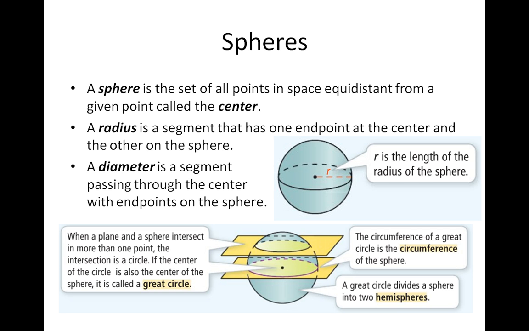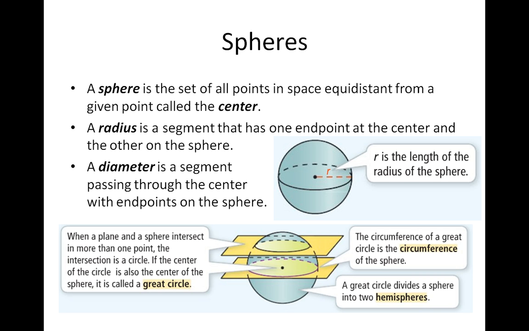Now, a sphere is a set of all points in space equidistant from a given point called the center. You know, a basketball with the center. The radius is a segment that has an endpoint at the center and the other on the sphere, just like in a circle. The diameter is the segment that passes through the center and has endpoints on the sphere, just like in a circle.